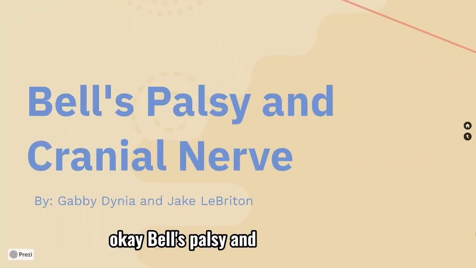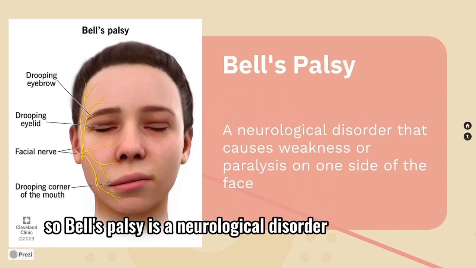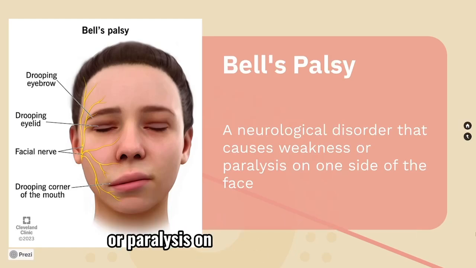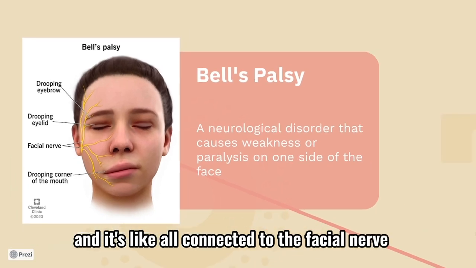Okay, Bell's palsy and cranial nerve. So Bell's palsy is a neurological disorder that causes weakness or paralysis on one side of the face. And as you can see, it causes drooping of the eyebrow, eyelid, and the corner of the mouth, and it's all connected to the facial nerve.